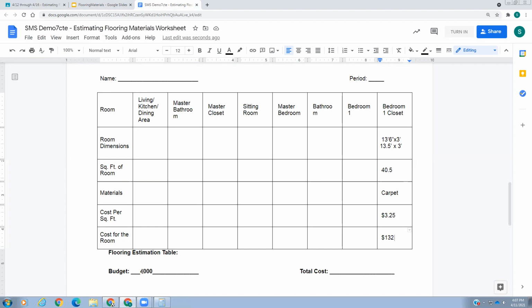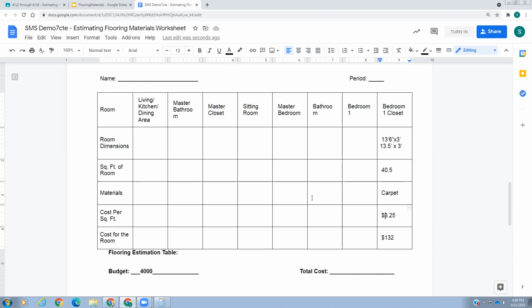It should be under your budget. If it's not under your budget, you're going to have to change your flooring and your cost in 1, 2, 3, whatever rooms you need to, in order to get that total cost to be below your budget amount. Your budget was generated randomly with a random number generator, so it's just the luck of what you got. Some people might have gotten a high budget, some people might have gotten a low budget.